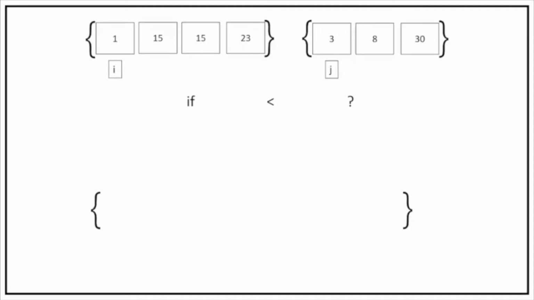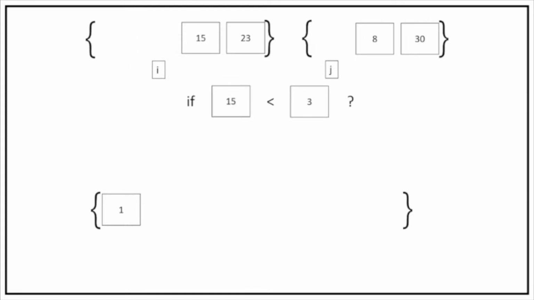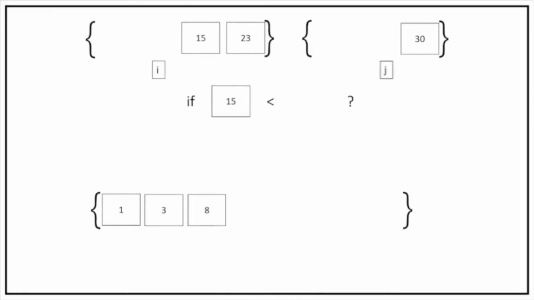We have j and I already initialized, so we can begin. We have position I come down, and position j come down. Or, is 1 less than 3? True. This means I will go down, I will increment, and we will bring 15 down. Now we check. Is 15 less than 3? False. This means 3 will go down, j will increment, and 8 will go down to the if statement. Now we have, is 15 less than 8? False. This means 8 will go down, j will increment, and 30 now joins us at the if statement.